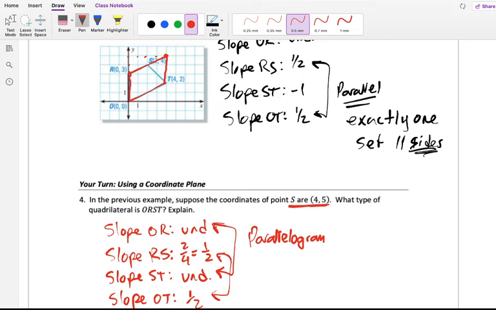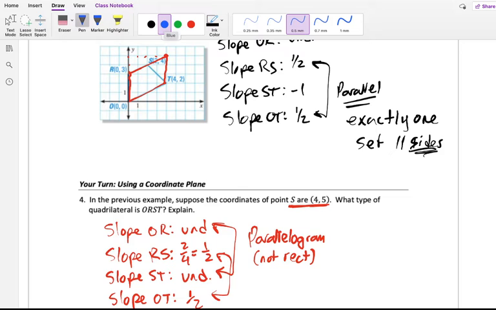And we actually also know that it's not a rectangle. Because remember, rectangles are parallelograms, so we have to be as specific as possible. And the reason we know it's not a rectangle is because the slopes of 1/2 and undefined are not opposite reciprocals. A slope of 0 would be an opposite reciprocal to undefined, and a slope of -2 would be an opposite reciprocal to 1/2. So we know it's definitely not a rectangle.